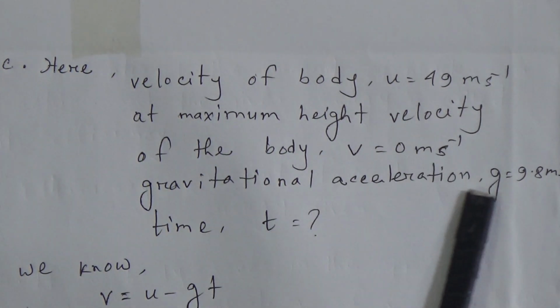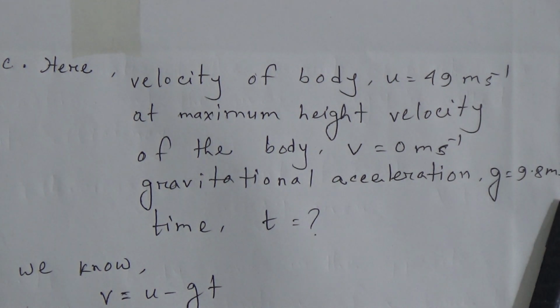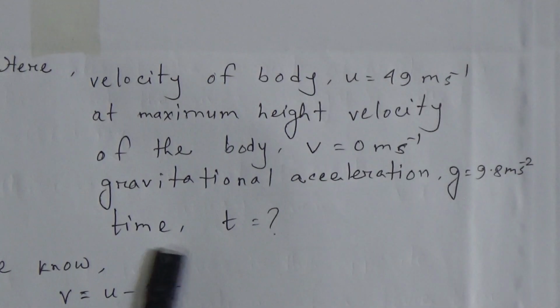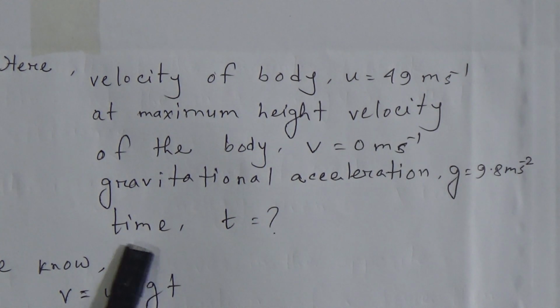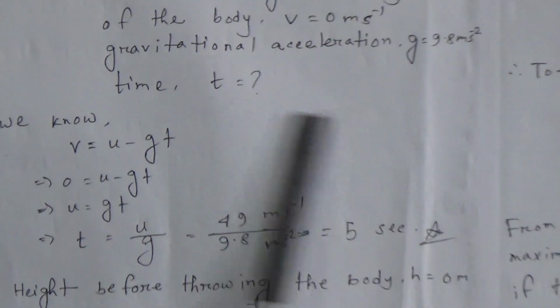And gravitational acceleration, we know g equals 9.8 meter per second square, and time, that means we have to find out how long the body will take to reach the maximum height. So we have to find out the time, t equals what?